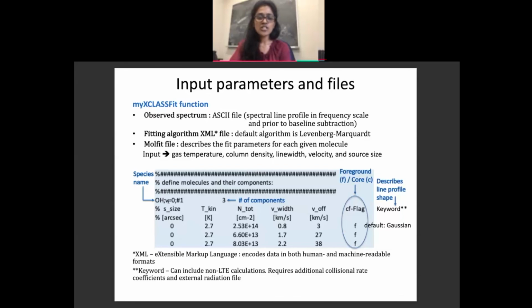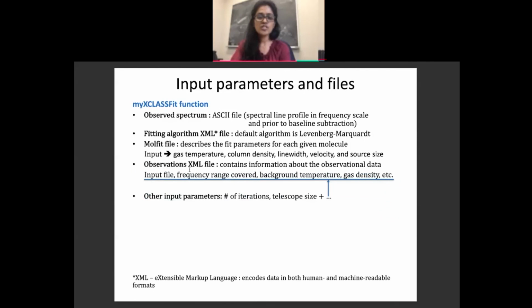This also requires 2 more files, one of which is the observations XML, which gives you basic information about your observations, such as the frequencies covered, the background temperatures, the gas densities, dust information, and so on. And all of this is encompassed within a main input file, which also includes other parameters such as the number of iterations and the telescope size, for example.